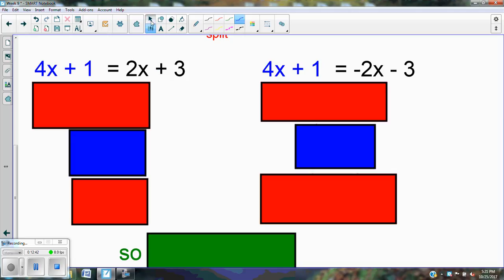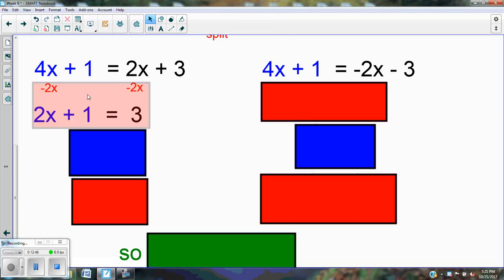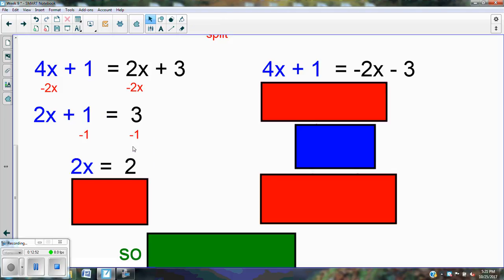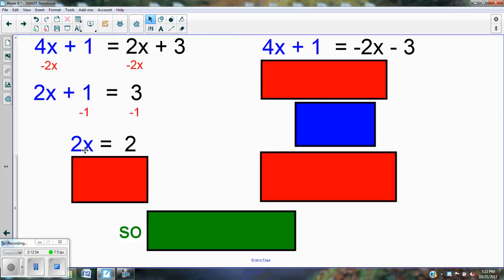Now we just solve like a normal equation. So over here we would say, minus the 2x from both sides and get 2x plus 1 equals 3. Minus the 1 from both sides, get 2x equals 2. Divide by 2 on both sides and get x equals 1.